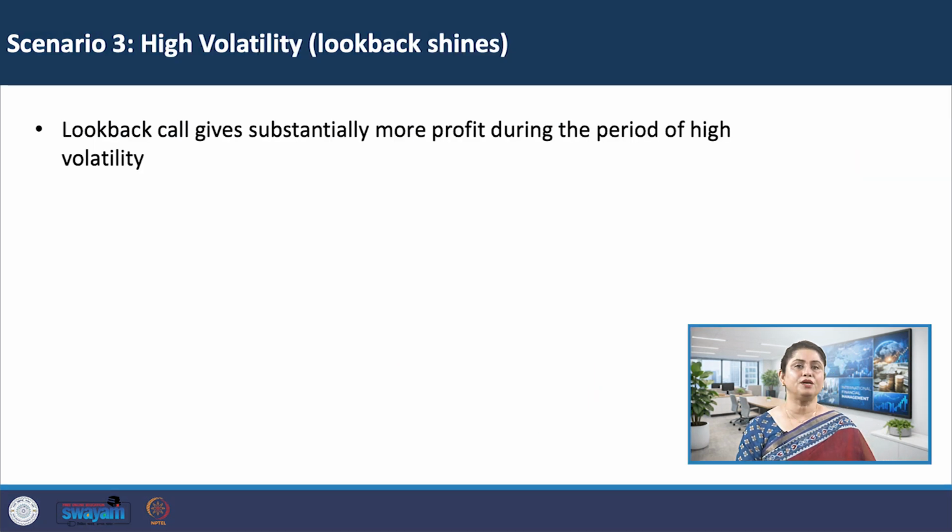It is only during volatility that the lookback option truly shines. With a highly volatile rate, the lookback strike will be significantly lower than the initial rate. For the lookback call to be more profitable than a standard call, the difference between the minimum rate observed and the strike price of the traditional call must exceed the additional premium paid for the lookback option.